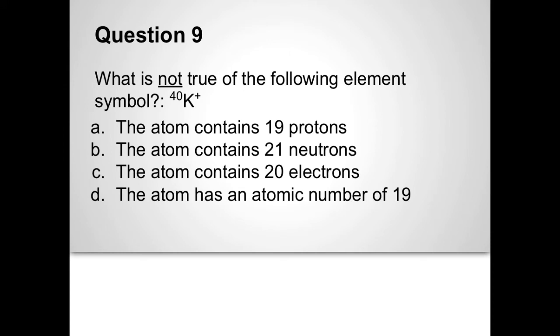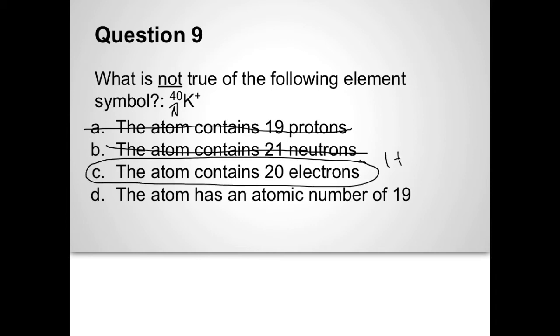Which is not true of the following symbol. Potassium 40 with a charge of +1. The atom contains 19 protons. No, it absolutely does, because it's potassium. No matter what, it's got 19 protons. It contains 21 neutrons. That is true, because 19 plus 21 gives us this number up here, the number 40, the mass number. It contains 20 electrons. Well, if it had 20 electrons and 19 protons, it would actually have a charge of 1 minus. Since it has a charge of 1 plus, it's actually got 18 electrons to 19 protons. That's how we end up with 1 plus. And atomic number 19 is always potassium, so that's not true either. Or that's true, which is not the correct answer.